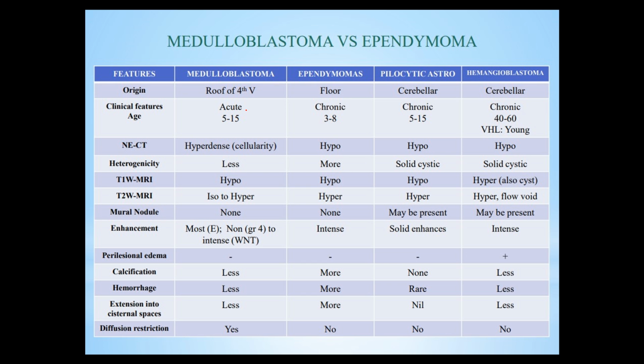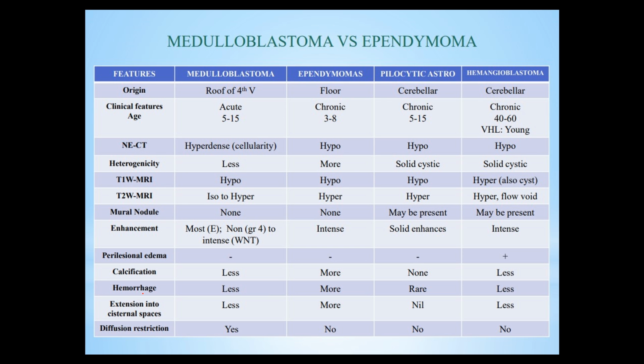So this is the chart where you can see differentiating features for medulloblastoma, ependymoma, pilocytic astrocytoma, and hemangioblastoma. This is the age presentation. Medulloblastoma is mostly hyperdense due to dense cellularity, and the remaining are all hypodense. Even a mural nodule, that is a cystic lesion with an enhancing mural nodule, is commonly seen in the posterior fossa in pilocytic astrocytoma and hemangioblastoma, but a mural nodule is not commonly encountered in medulloblastoma and ependymoma.